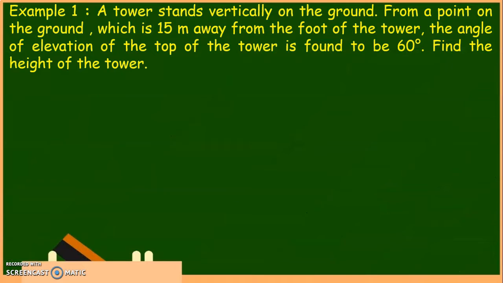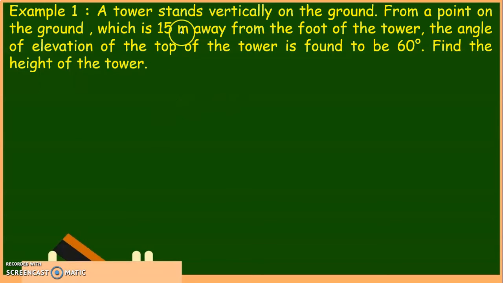See the first example. A tower stands vertical on the ground. From a point on the ground which is 15 meters away from the foot of the tower, the angle of elevation of the top of the tower is found to be 60 degrees. Then find the height of the tower. The main important thing in this question is to understand the question and, based on the question, draw the figure.